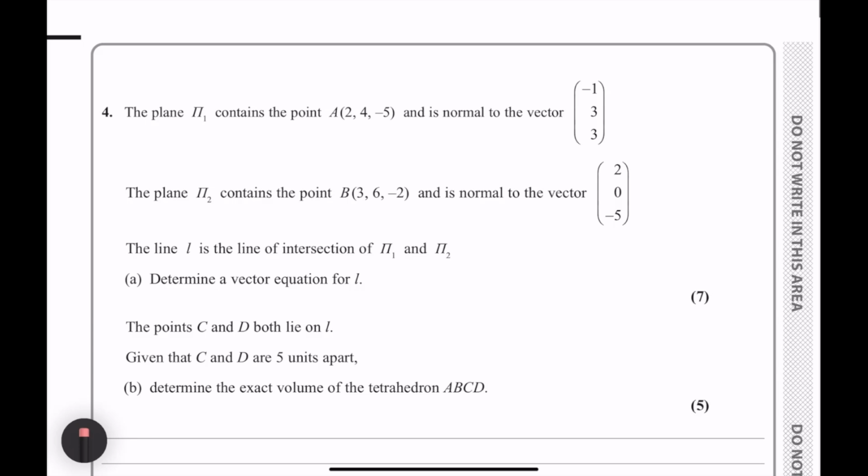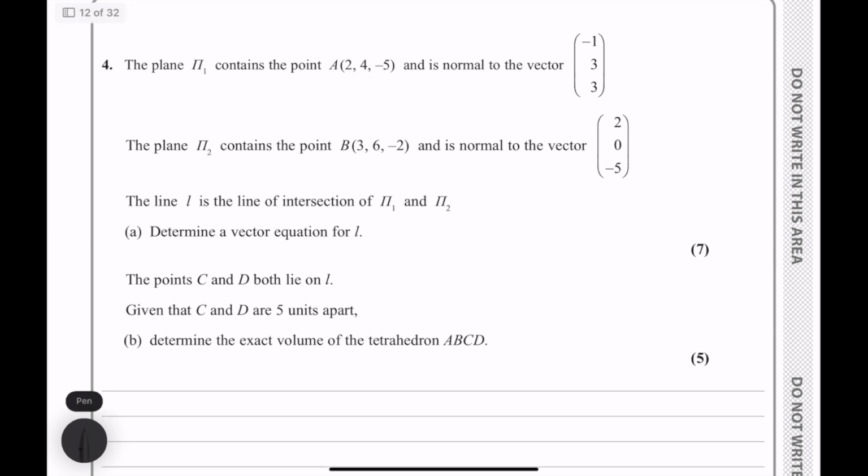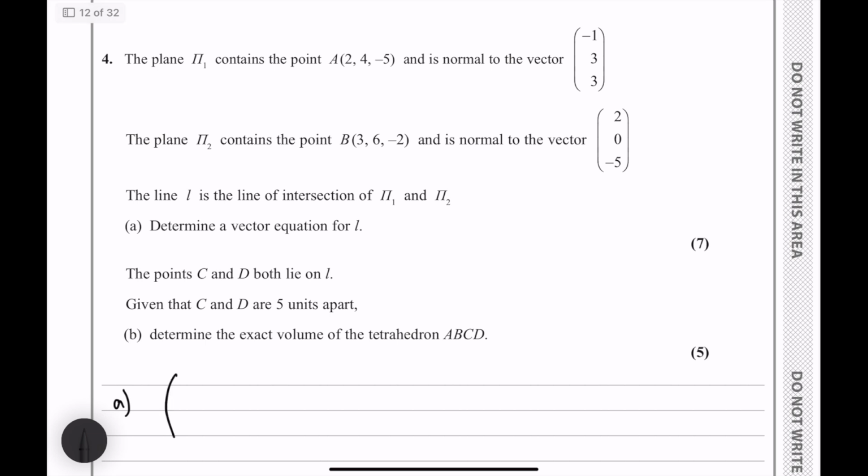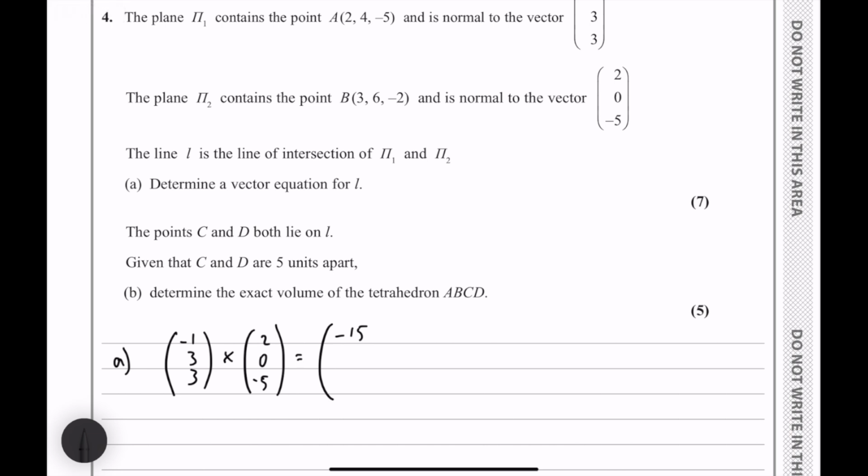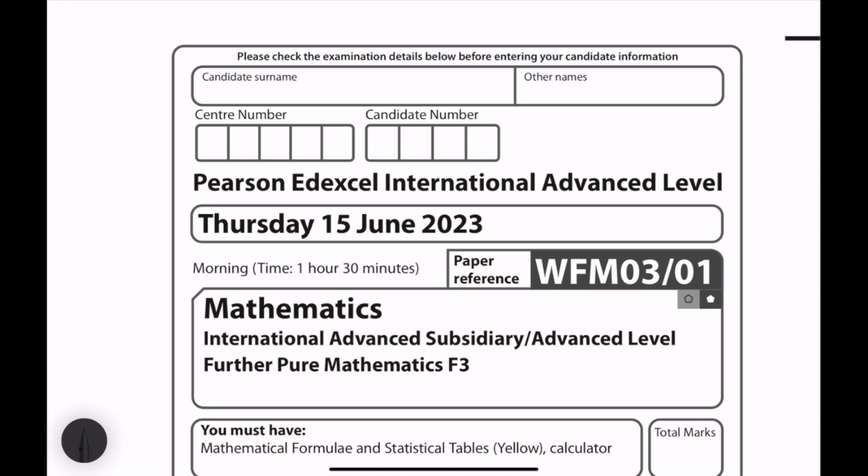If it's in both planes, it must have a direction vector perpendicular to both normals, which means we can take the cross product to find that direction vector. Different ways you can do questions like this, but this is my preferred method. I like my little fish system. For the first component, I've got minus 15 minus 0, so that's minus 15. The middle component is 6 minus 5, which is just 1, and the bottom is 0 minus 6. There we go.